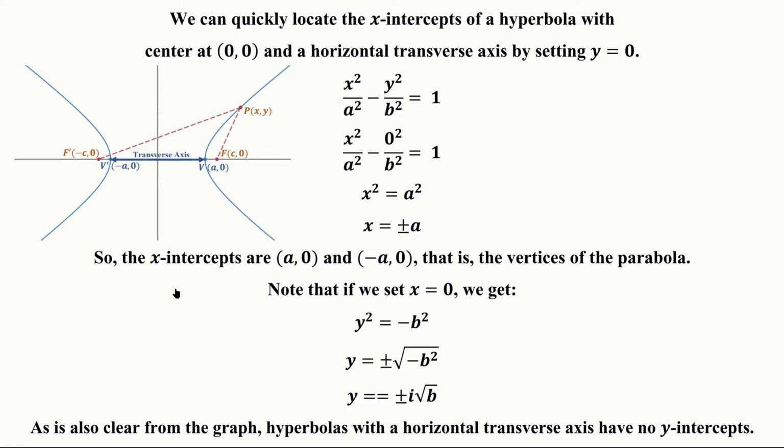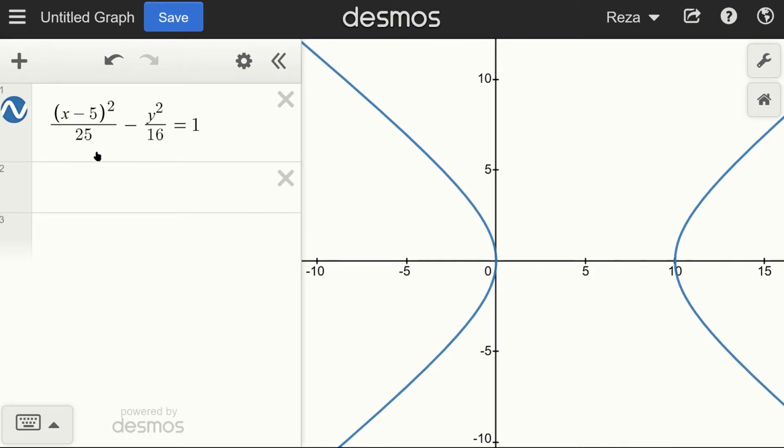So that comes with a warning, because you should not jump to the conclusion that hyperbolas never have y-intercepts or never cross the y-axis, because in this particular case they did not. But I'll show you one in a minute where you may have one or even two y-intercepts. Let's take a look.